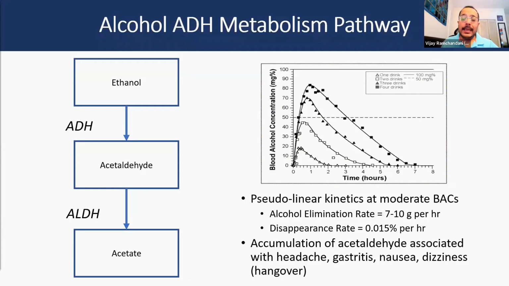So acetaldehyde is the intermediate product that is formed from that first step and typically is rapidly eliminated by the enzyme aldehyde dehydrogenase to acetate. If, however, it accumulates in the blood because of an interaction or because of genetic factors, it can cause many adverse effects such as headache, gastritis, nausea, and dizziness. And many of these symptoms are thought to be similar to what one feels with a hangover.